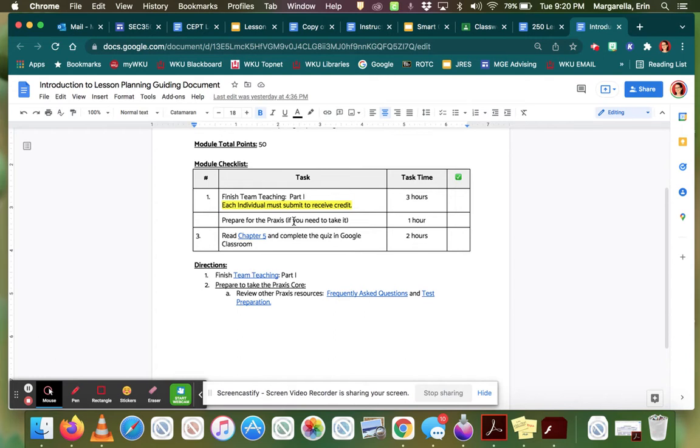You're also going to continue to prepare for the praxis if you need to take it. Remember, not everyone needs to take the praxis core. ACT scores, if you meet the criteria, can meet these requirements. So look into that. If you do need to take the praxis, it's a good idea to take it as soon as possible. It's not required for this course, but it's still a good idea to get ahead of those requirements for admission to teacher education.